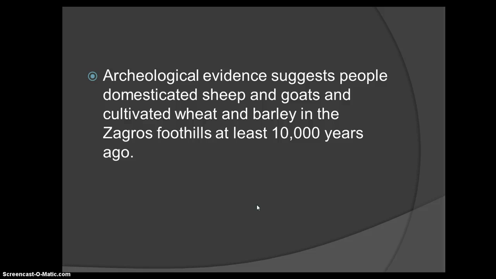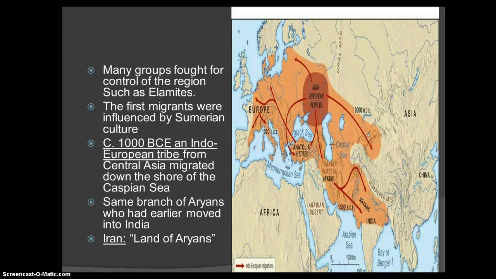Archaeological evidence suggests people domesticated sheep and goats and cultivated wheat and barley in the Zagros foothills at least 10,000 years ago. So people have been living in the area for a long time. Many groups fought for control of the region, such as the Elamites. The first migrants were influenced by Sumerian culture. Here we go, something that we've covered before from Mesopotamia, right? Sumerian culture.